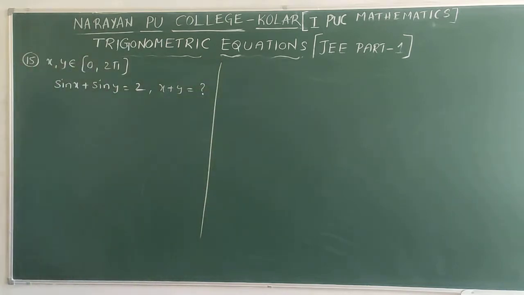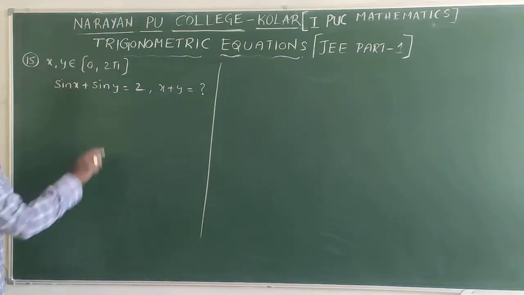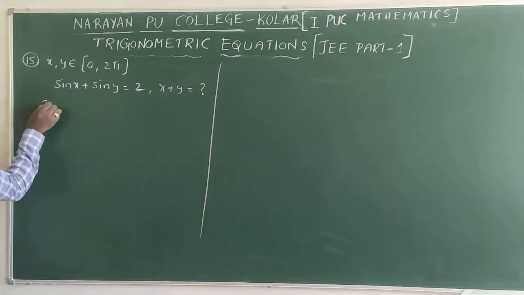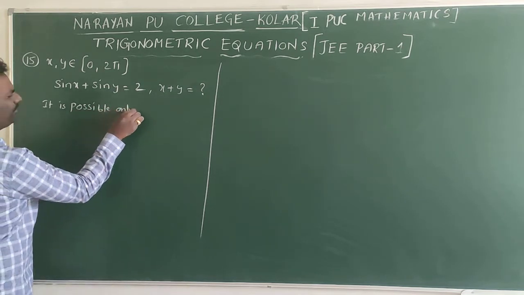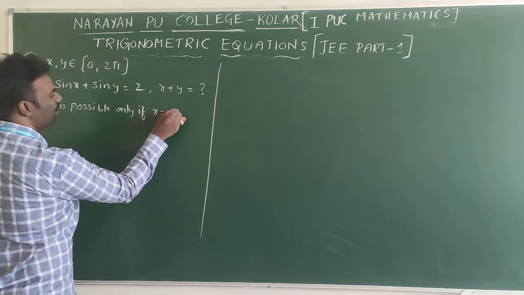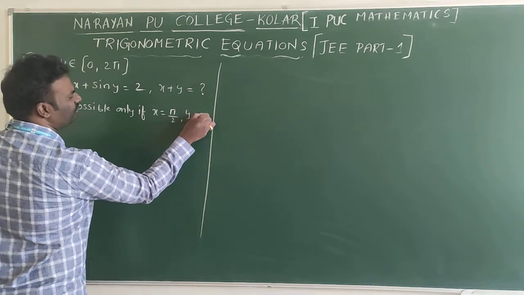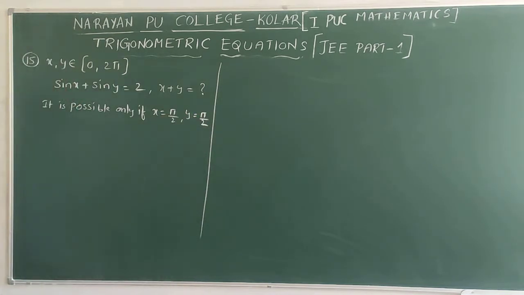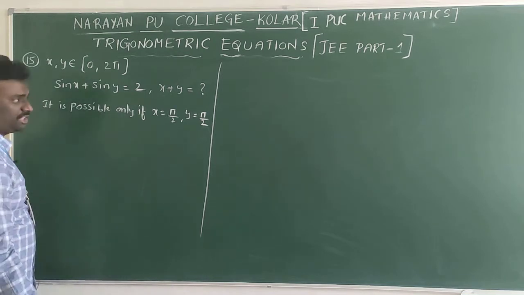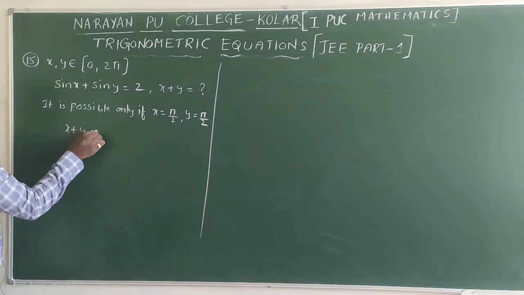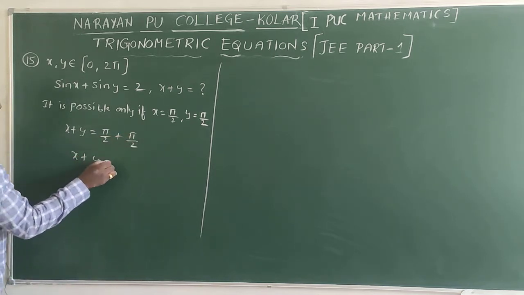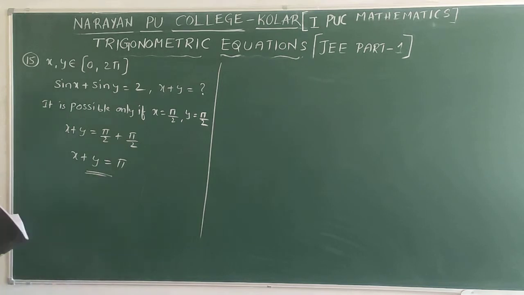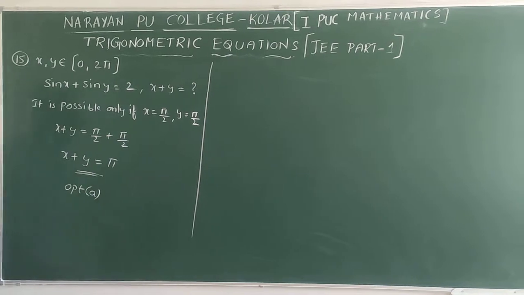See here, if sin x plus sin y equals 2 and x, y belongs to 0 to 2 pi, it is possible only if x value is pi by 2 and y is also pi by 2, because sin 90 is 1, and 1 plus 1 you will get 2. Therefore, x plus y is pi by 2 plus pi by 2, that is pi. This is the answer for question number 15. That is nothing but option A is the correct answer.